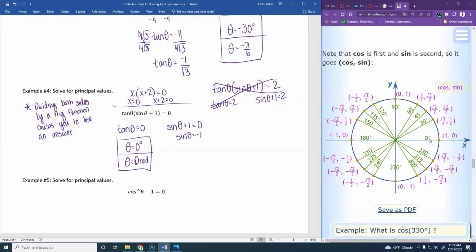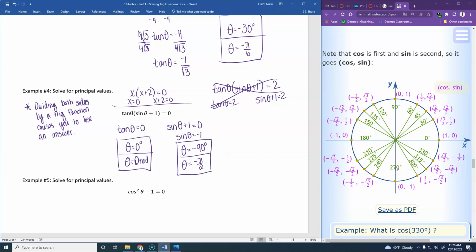We also have to think about where sine is -1. Where does sine equal -1? At 270, but 270 is not a principal value, so we should do what, Maggie? -90. So we'll say theta equals -90 degrees, or in radians, -pi over 2.